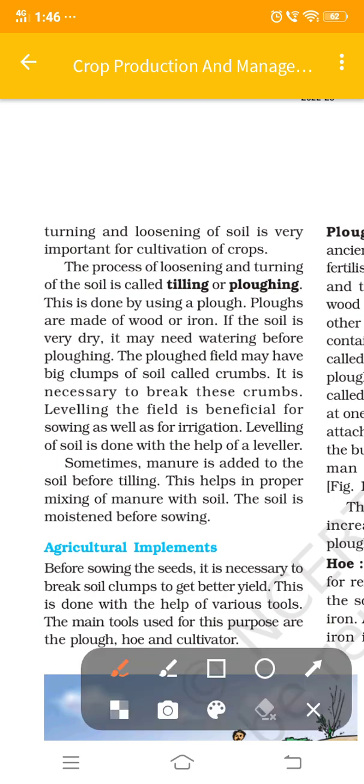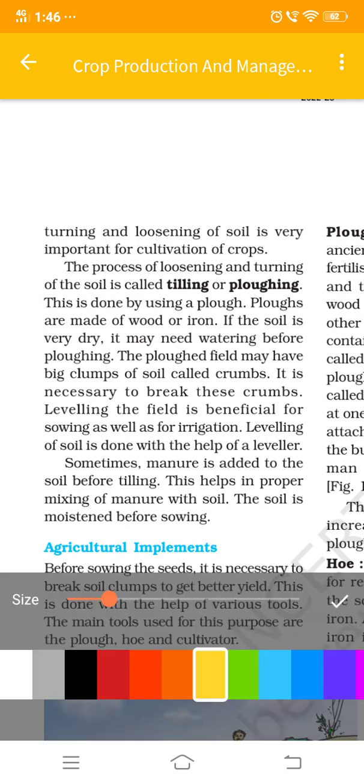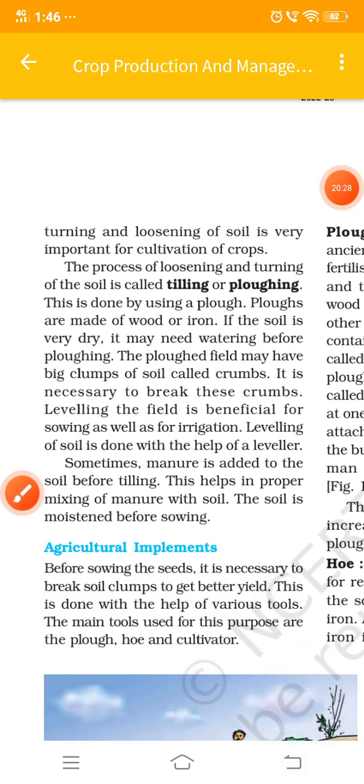Just highlight this with your highlighter, because this is important. Leveling of soil is done with the help of a leveler. Oh no, I don't know how to pronounce it.